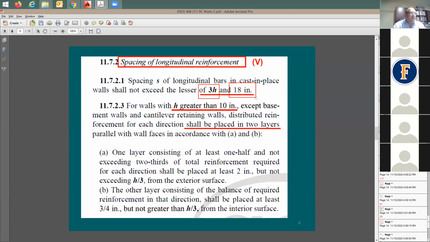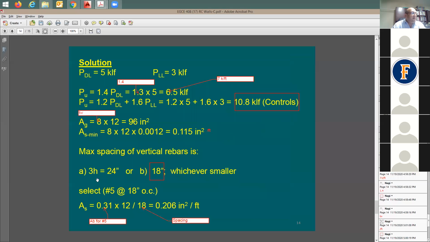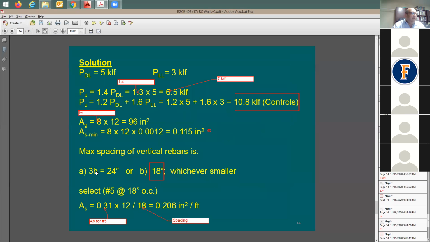Now let's see how that was treated. In here, the wall thickness is 8 inches, right? 3 times 8 is equal to 24 inches. And the other condition, according to the code, is 18 inches. So you need to take the smaller of the two. So in this case, I'm going to be using 18 inch. So I cannot go to 20 inch, for example, right? 20 inches is going to be bad because you are not really following the code. You need to go to a maximum of 18 inch, which means 16 inch is good, 14 inch is good.